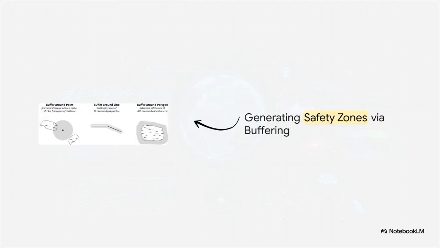And this kind of combined geometric and thematic fusion is exactly how urban planners generate practical safety zones using a technique called buffering. The system can calculate a strict 50-meter buffer zone tracing the exact path of a gas pipeline, or a 400-meter protective zone around an irregularly shaped nature reserve. It's literally using geometric data to enforce thematic rules out in the real world.